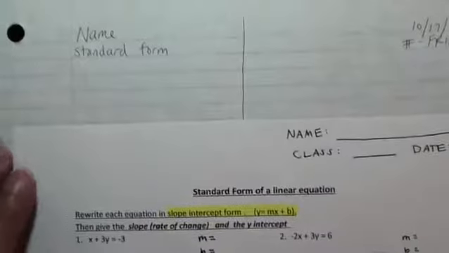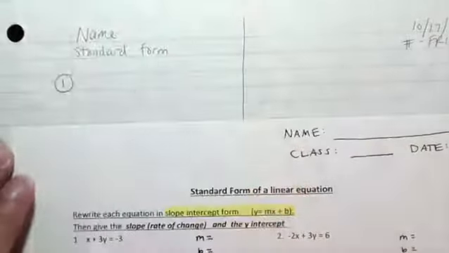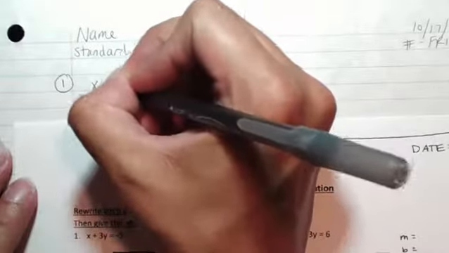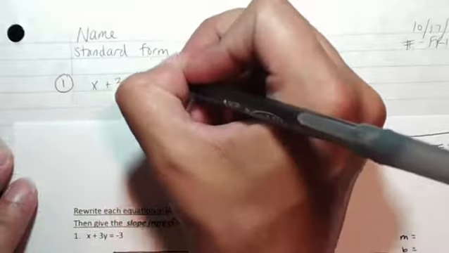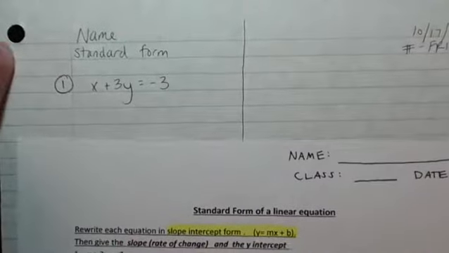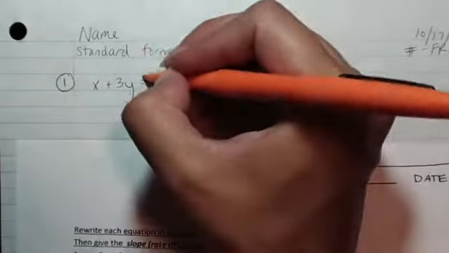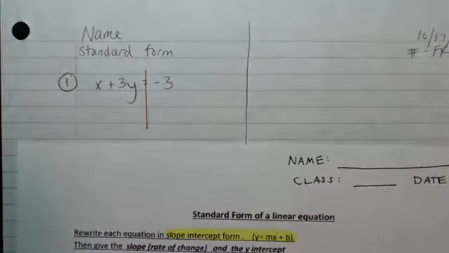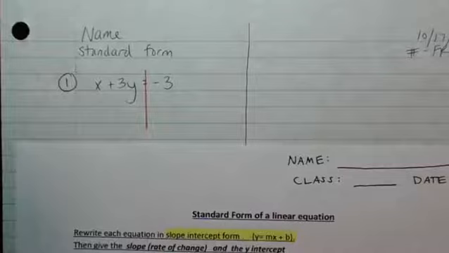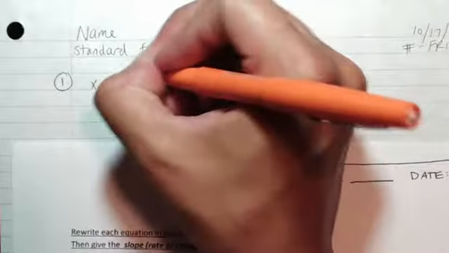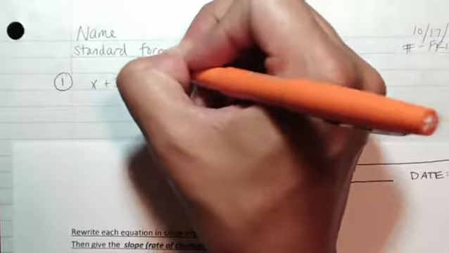So let's go and do number 1, just so you know what I expect. So on your paper that you headed, put number 1. I want you to write the equation, so x plus 3y equals -3. And just like we did in our notes, again, you're not going to be required to do this all the time, but I need to see that you know how to do it at least this first time. So draw your line down the middle. I don't care if you use a different colored pen or pencil or whatever. Okay, and we want to change this to slope-intercept form. So I'm going to write y is equal to mx plus b at the top.